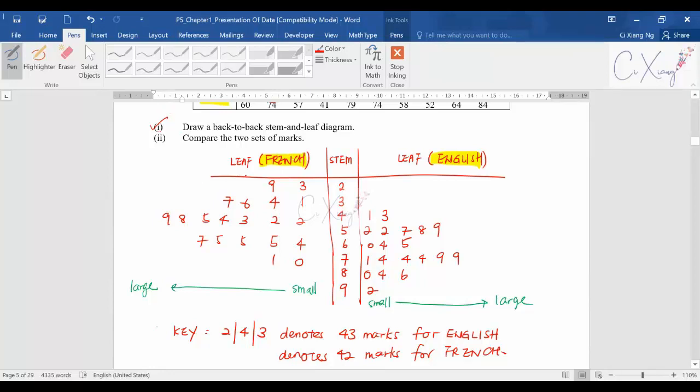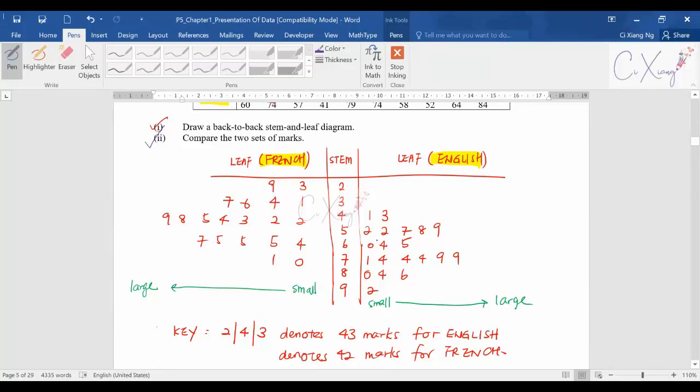Alright, so I hope that you have the idea how to construct the correct back-to-back stem plot to compare the data. So for part number 2, you see they ask you to compare the two sets of data already. So when you compare the two sets of marks here, if you look at the back-to-back stem plot, try to do a very straightforward comparison. So for these two subjects, can you tell me what subject students actually score better?